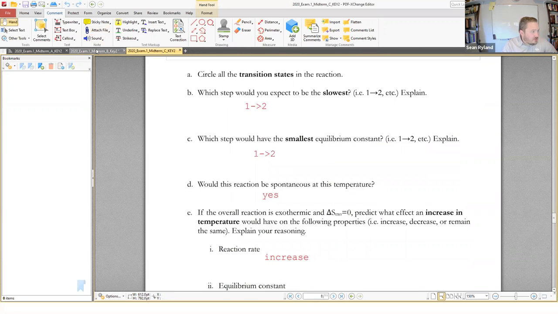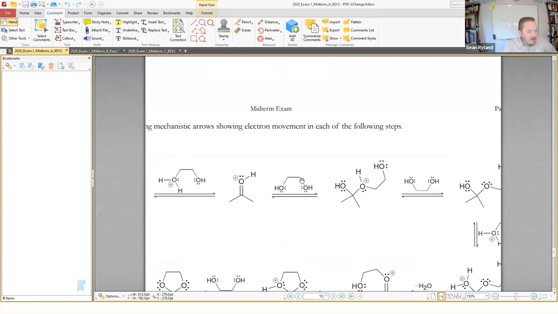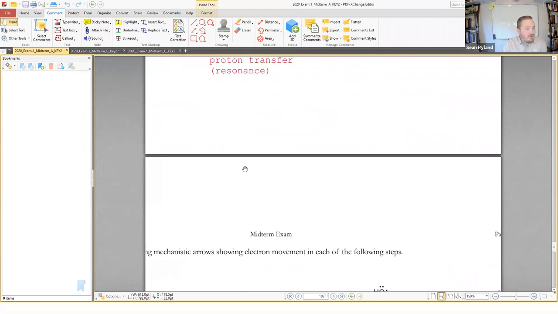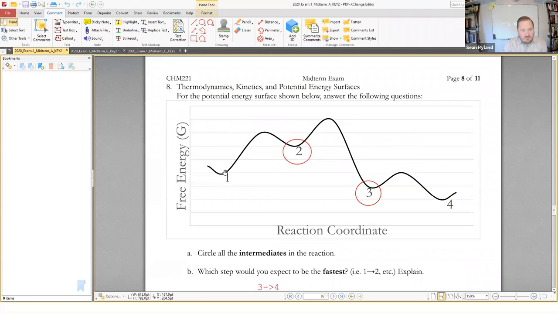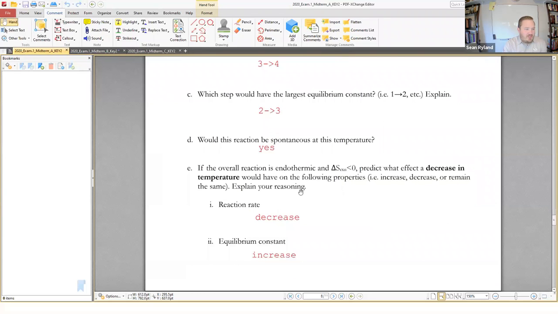And on one of these, I asked you a question, I think it's on version A, where I actually gave you an example that is not possible. I gave you a potential energy surface that says it's spontaneous at this temperature, because it's downhill, delta G is negative from 1 to 4. But then I said the overall reaction is endothermic and delta S is less than 0, which can't be the case for a reaction that's spontaneous. If you actually had a reaction with these characteristics, it would never be spontaneous at any temperature, because both pieces of the delta G equation favor being non-spontaneous. But it didn't matter as far as answering the question.